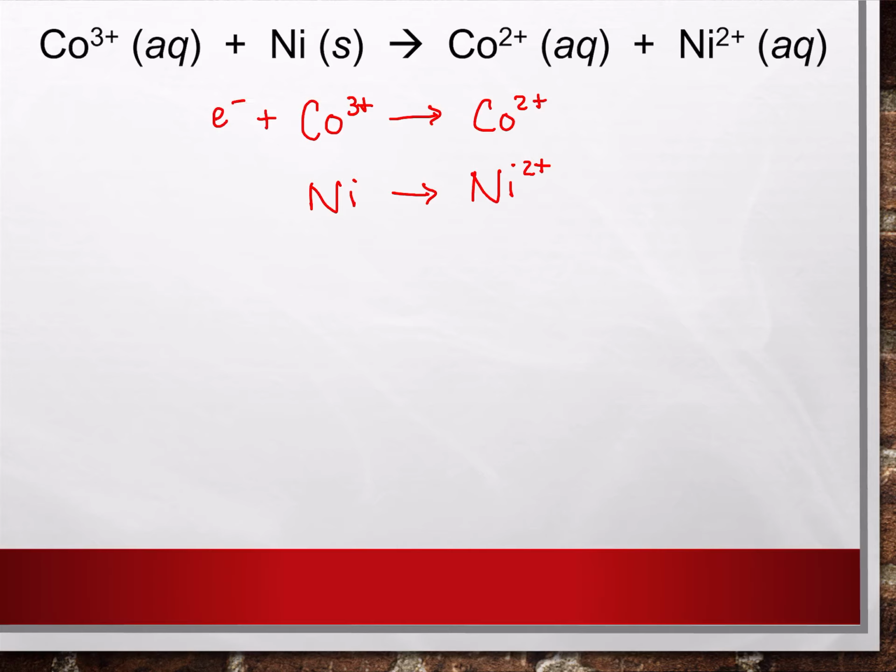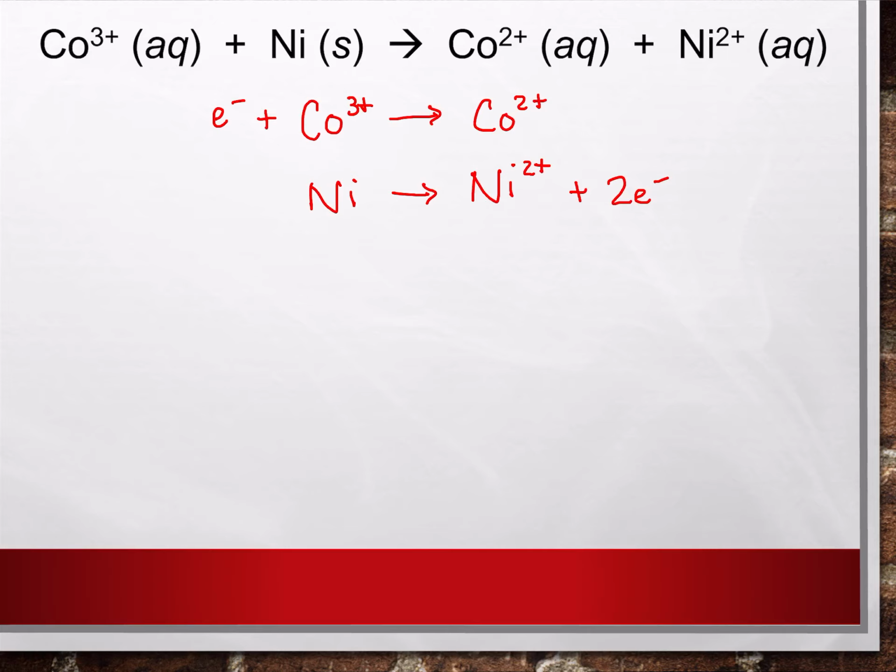So we have a 1- plus a 3+ gets us a 2+ on the left, which will equal a 2+ on the right. And then our nickel reaction, we have the left side is 0, right? It's totally neutral. And the right side has a 2+. So we'll add 2 electrons to this right side, so it will be neutral as well. 2+ plus 2- gets us 0.